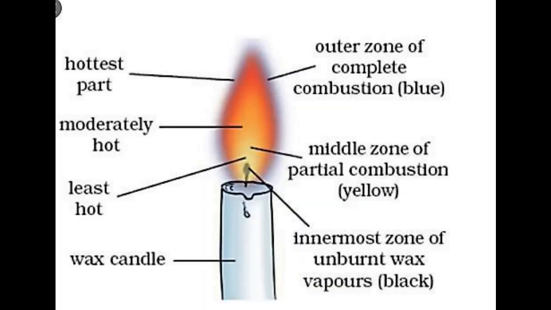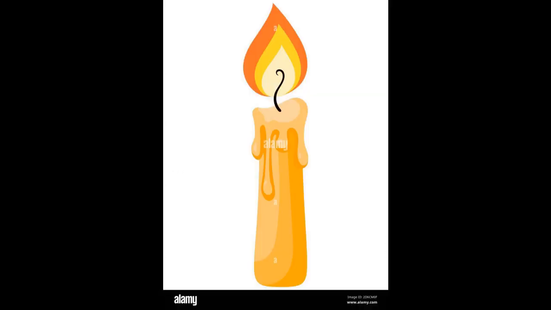Now let's see about zones of a candle flame. If you observe a candle very closely, you can find that there are three different colors in the flame. These are known as the zones of the flame. They are the outer zone, middle zone and inner zone. Outer zone: complete combustion takes place in this zone. So in this zone, the combustion is fully done, and it is the hottest part because it gets enough oxygen and enough heat to burn continuously. It is the hottest part.